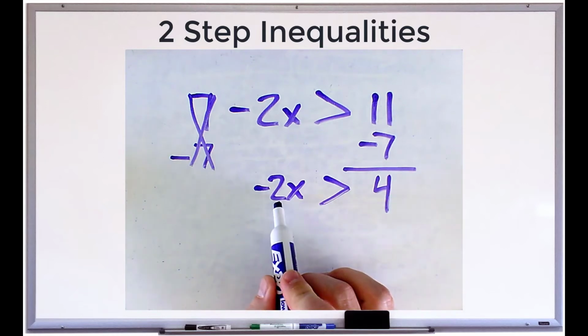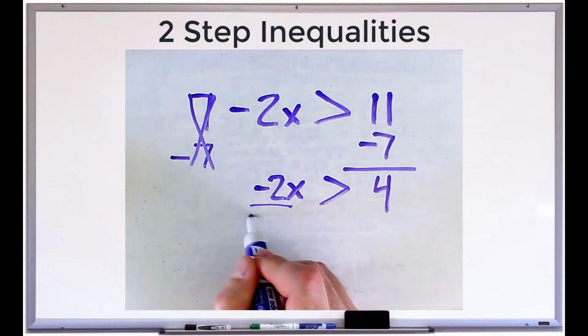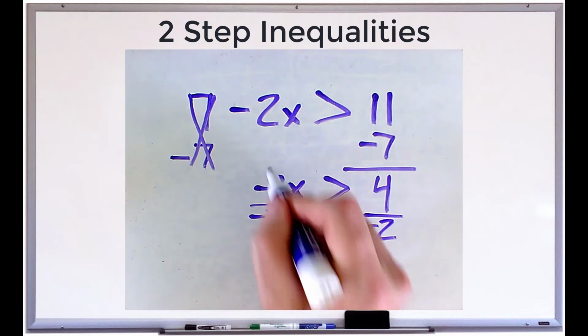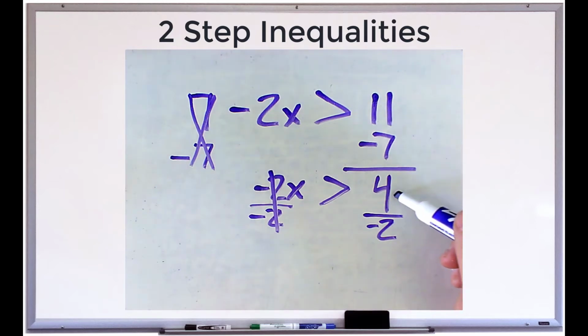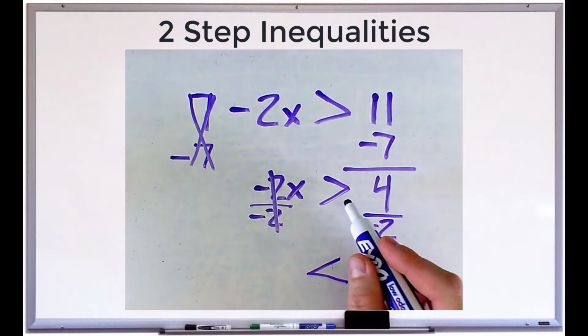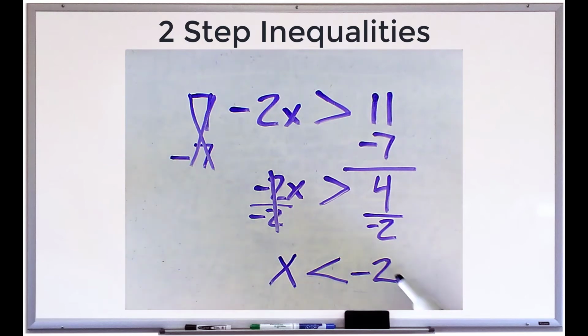I'll now get rid of the multiplication by dividing. So I will divide by negative 2 and divide by negative 2. This will get the x by itself, and on this side, 4 divided by negative 2 gets me negative 2 because the signs did not match. Now, since I was dividing by a negative number, I have to use the rule that says when you divide or multiply by a negative number, you must flip the sign of the inequality. So I'm going to flip it around so that it's a less than sign instead of a greater than sign. And my solution is x is less than -2.